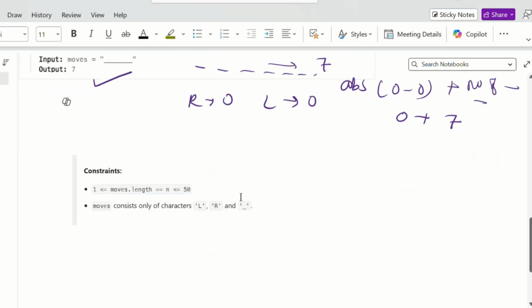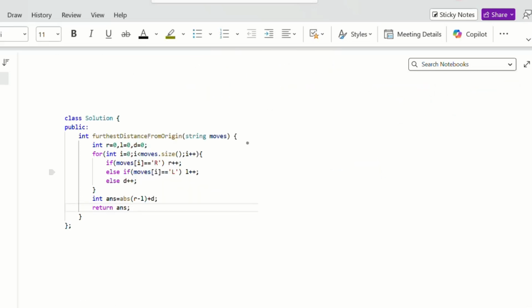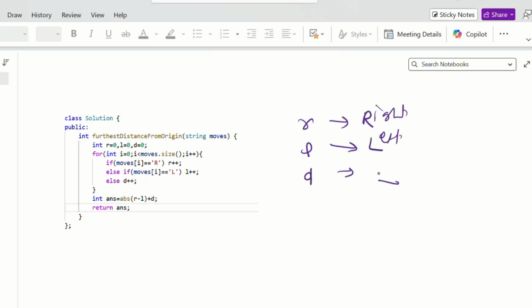If we see the constraints, moves.length is equal to n, and this can go maximum till 50. And moves can be left, right, or dash. If I move to the solution, what I did is I have 3 integers R, L, and D. R denotes how many rights are there, L denotes how many lefts are there, and D denotes how many dashes are there.